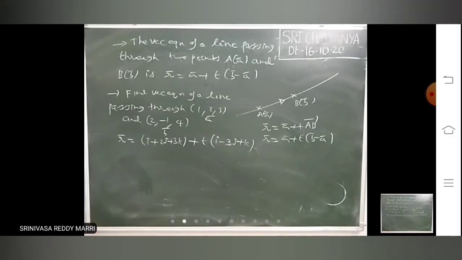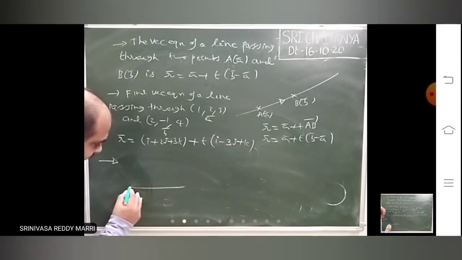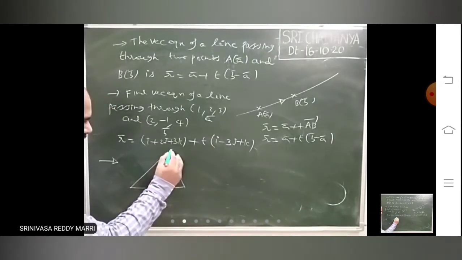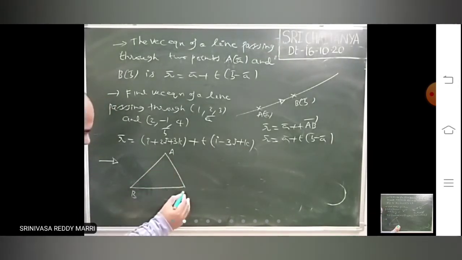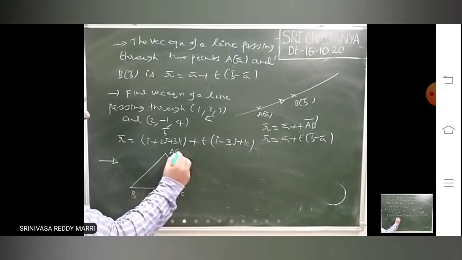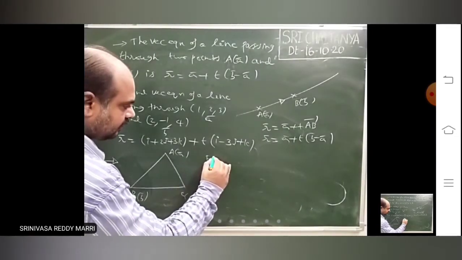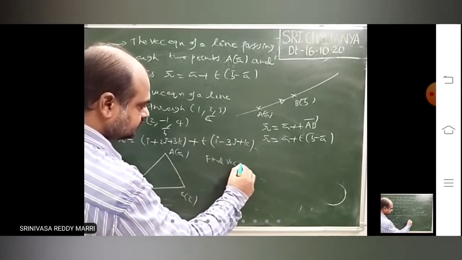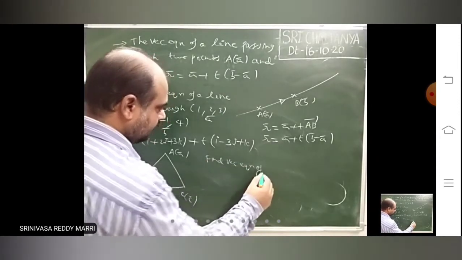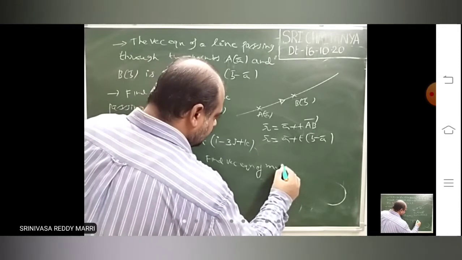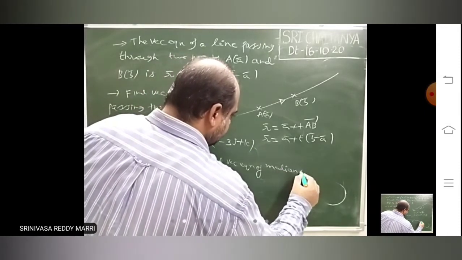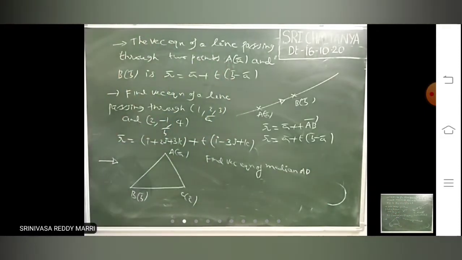This is the 2-point form. Let us take some examples of how to write the lines. A triangle ABC is there. Position vectors are given. Suppose you have to write the vector equation of median AD.